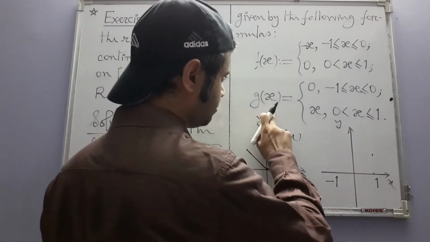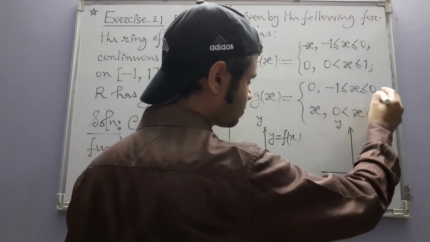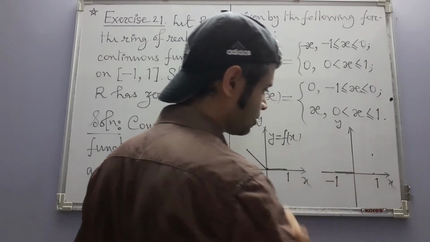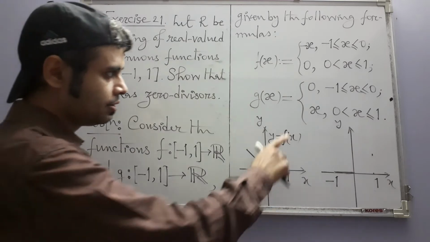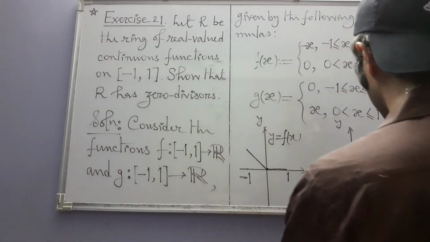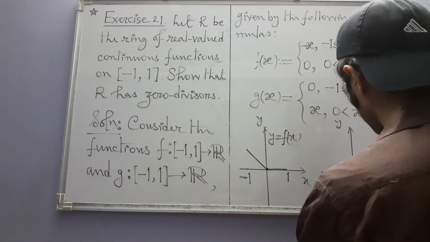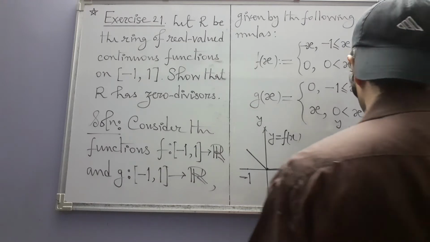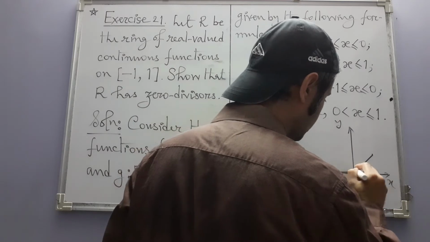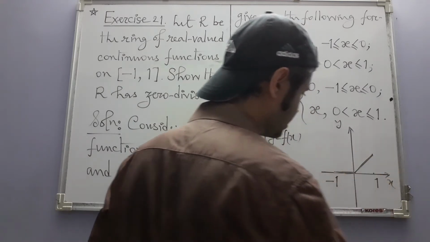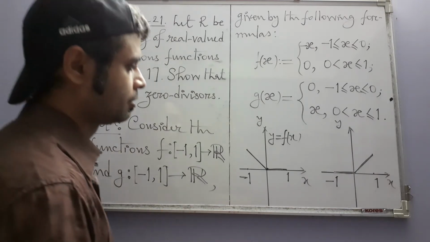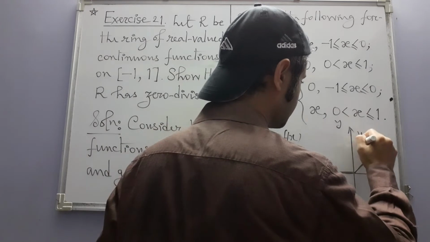On the other hand, when we draw the graph of g, in this part of the domain between minus 1 and 0, it is this horizontal line segment on the x-axis, and in this part it is just simply y equal to x, whose graph we already know. It's this line that makes an angle of 45 degrees with the positive direction of x-axis. So here also it's an unbroken, actually it's two lines, but it's not a broken structure. So that's why this is also continuous, y equal to g of x.